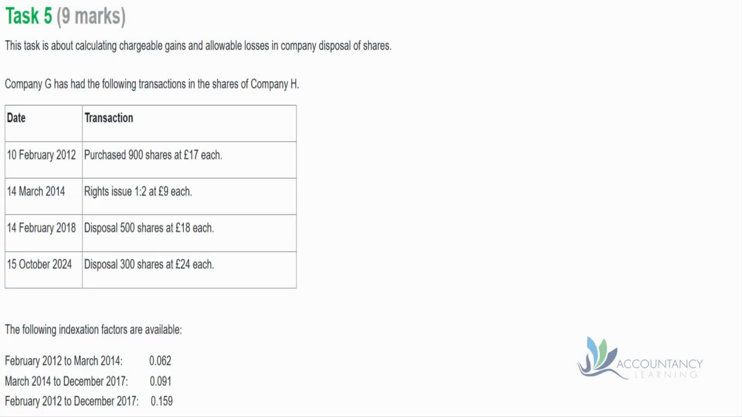In this video, we're looking at task 5 from Business Tax Sample Assessment 2. This task is about calculating chargeable gains and allowable losses in company disposal of shares. So it's very likely you're going to get a question like this in your assessment, so you need to make sure that you can do it well.